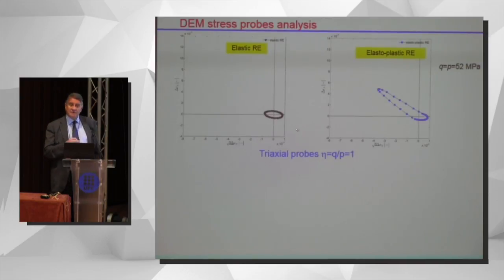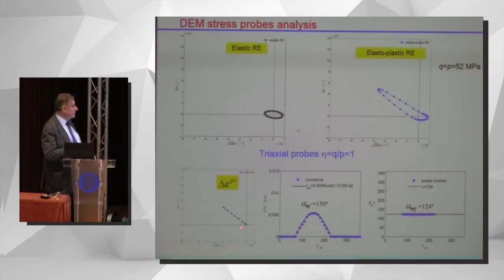So let's see some typical results. This is for Q equals P equals 52 megapascals. This is the elastic response envelope. It's always an ellipse, and we obtain it. And when we introduce sliding, we get this. And if we subtract one from the other, we get the plastic strains. And the plastic strains are in a single line, so we have a single orientation independent of the stress probe orientation. The value is 124 degrees.